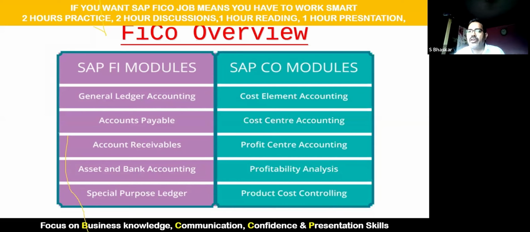When you are planning, you set what your planned value is and what your actual reality is. When you find some difference, you look at where exactly it happened. So for internal analysis, for that reason, we are using the CO module. Clear? Yes, sir.